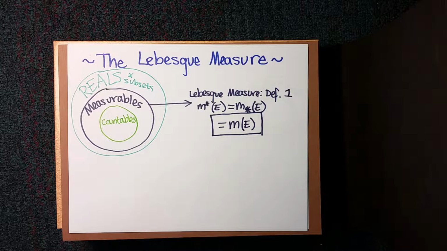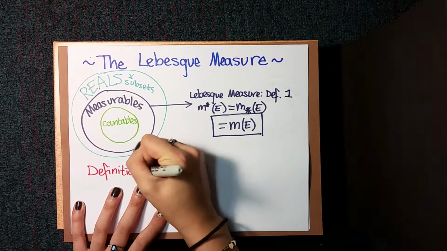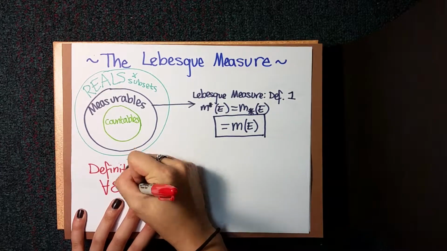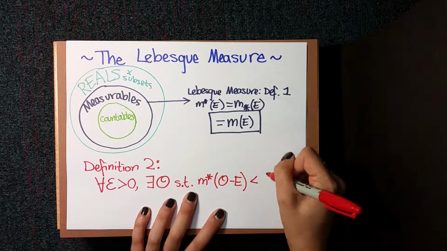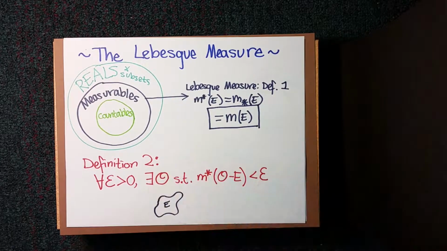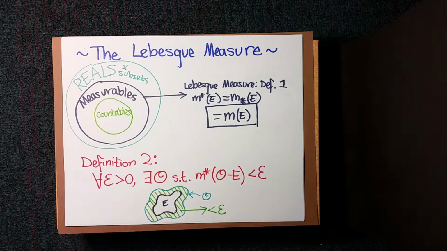But hold up, there's actually a second way to define the Lebesgue measure too, and it's more useful for defining the measure of the countables. For all epsilon greater than 0, there exists an open set O that covers E, such that the exterior measure of O minus E is less than epsilon. This means that as epsilon gets smaller and smaller, O will approach E. Therefore, if the set E is measurable, we can approximate the measure of E using O.